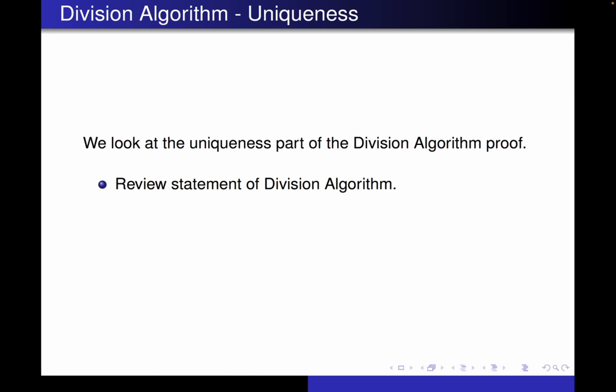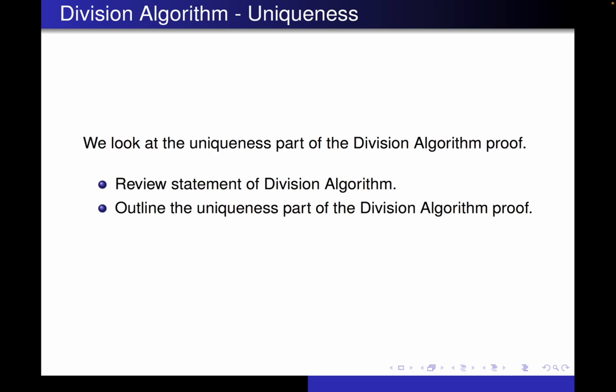All right, so we're first going to review the statement of the division algorithm so we can remember what we're proving. We're going to outline the uniqueness part of the division algorithm proof. We're not going to give a formal proof, but give you the ideas so you can sort of see how the formal proof is. If you want an actual formal proof, those are posted up with the in-class activities.